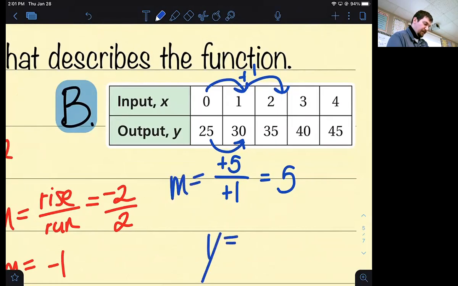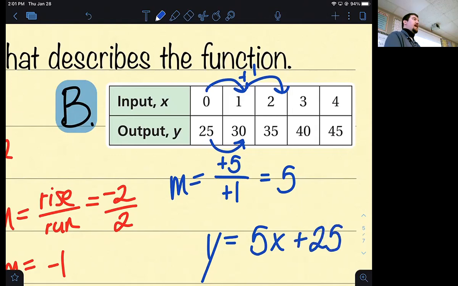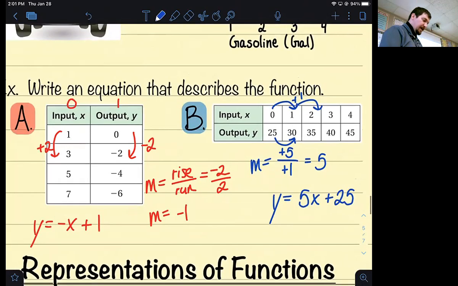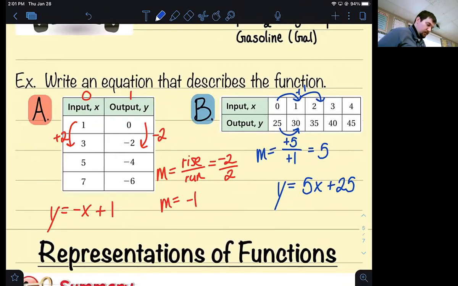So y equals 5x. Do they give you the x value being 0? Yes. This one does. Okay, when the x is 0, what's the y? 25. That's my y-intercept, because (0, 25) is right on the y-axis. Done. Levi, question? I actually have a question about the first one that we did, A.